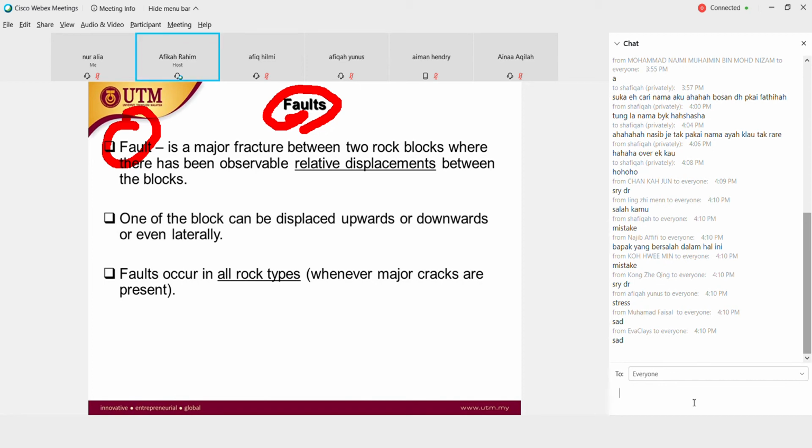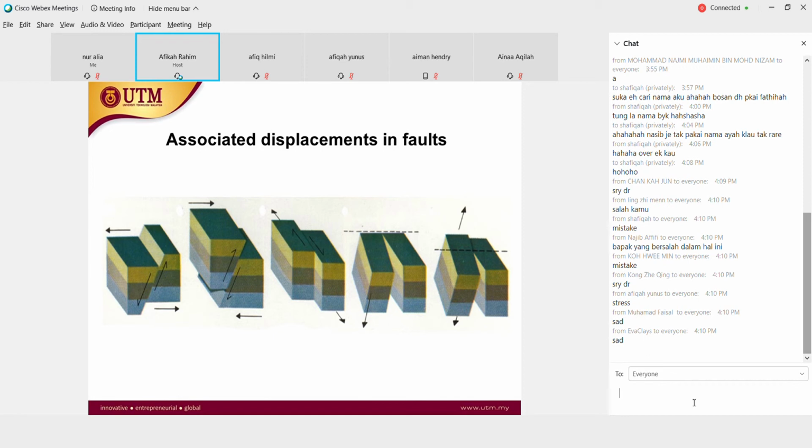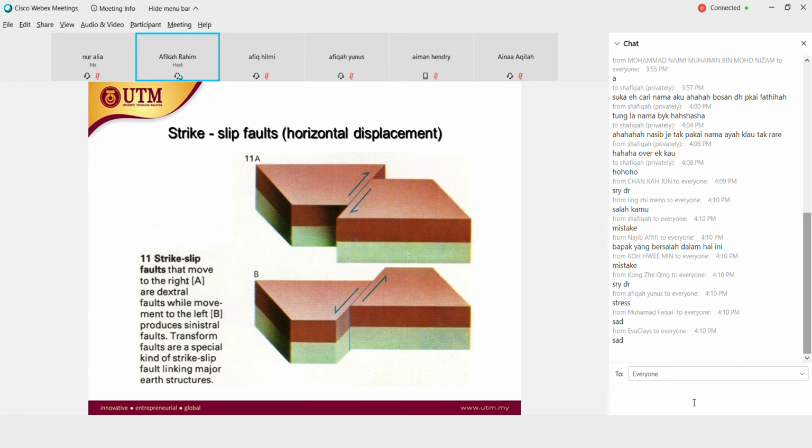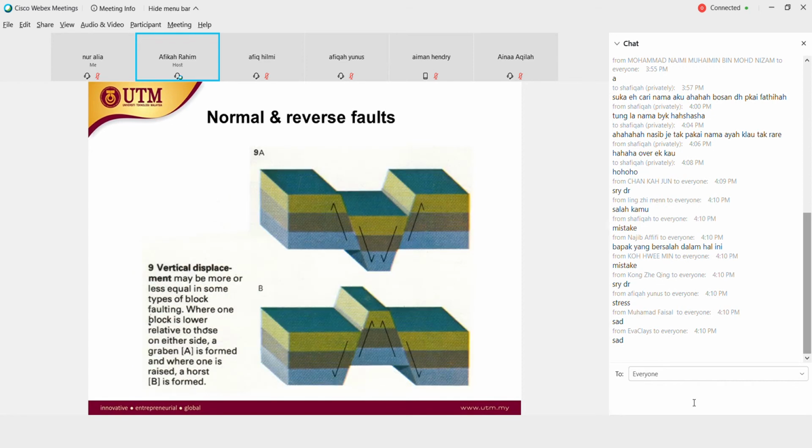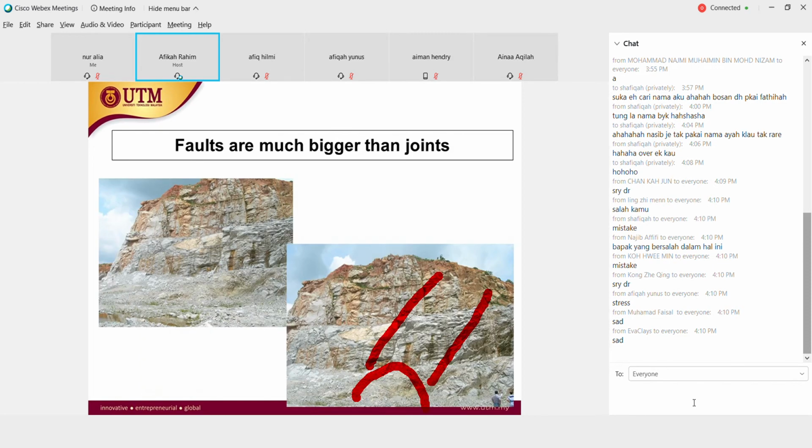So here, fault means a fracture between two rock blocks where there has been observable relative displacement, so you can't put them together again. Imagine this is like very soft clay, but it's a rock formation. One side goes up, this one goes down, this one doesn't displace. This one is a strike-slip fault, which is horizontal displacement. This one is a normal or reverse fault, which is vertical displacement.